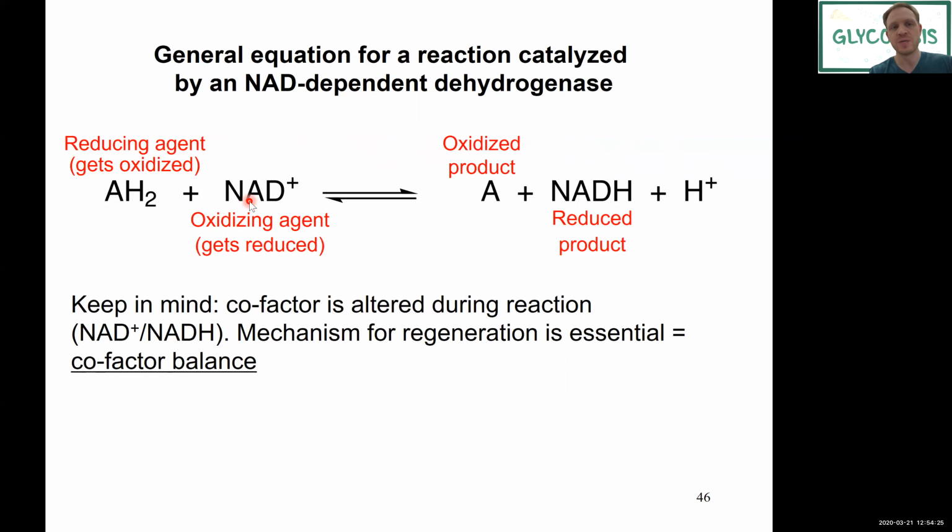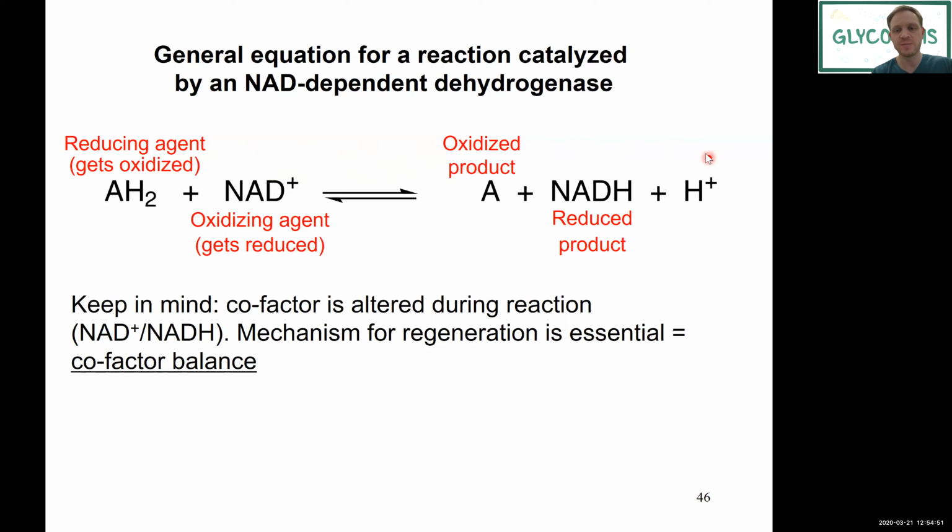It acts as an oxidizing agent, and we now have the oxidized product. The electrons and the hydrides have been moved from the substrate to NAD plus. The substrate gets oxidized to A, and NAD plus gets reduced to NADH and H plus. Right? So it's really critical here to facilitate this reaction. We need our cofactor NAD plus in this case.